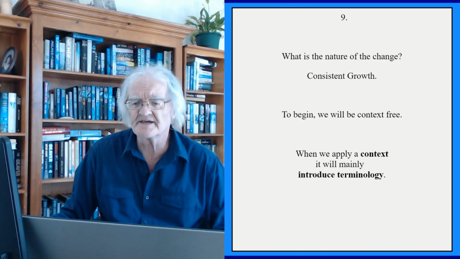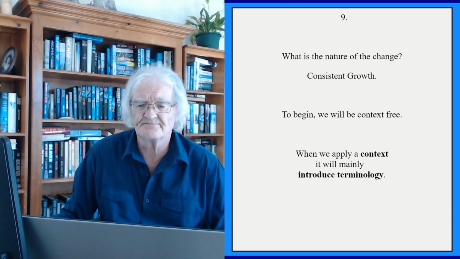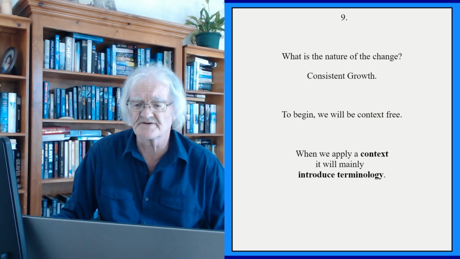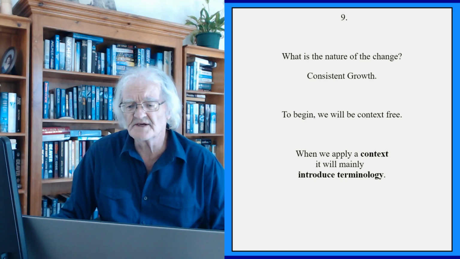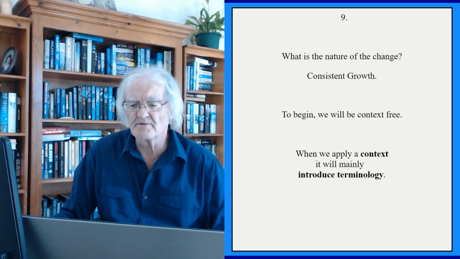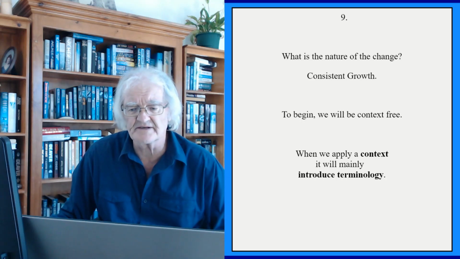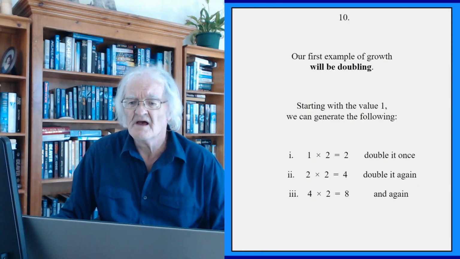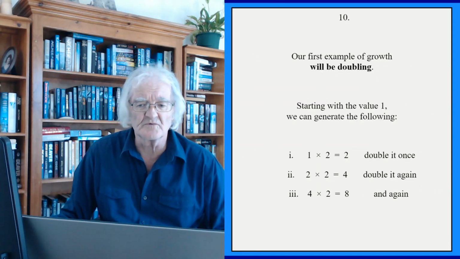Now, what is the nature of this change? We can describe it as consistent growth. To begin with, we'll be context-free. When we apply a context, it will mainly introduce terminology. Our first example of growth will be doubling.